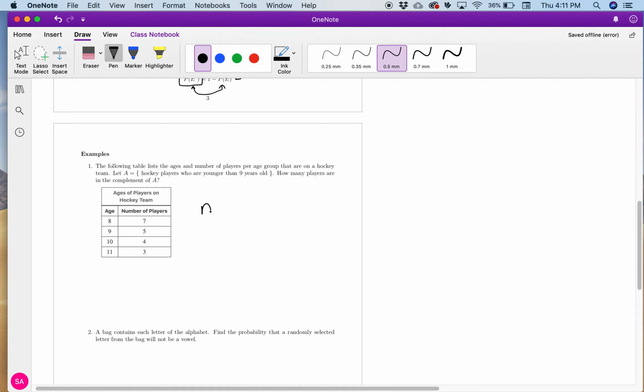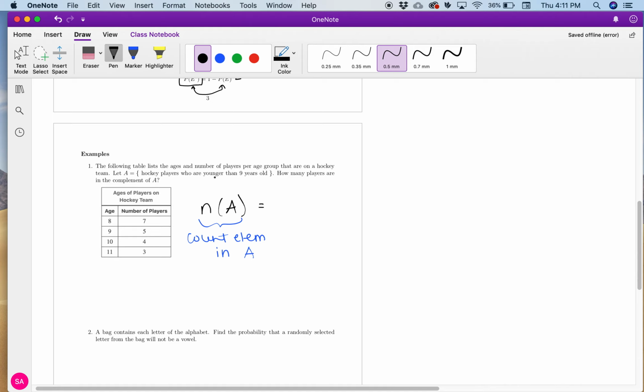So if you remember from set theory, we can use this notation n of A. And this kind of tells us to count the elements in A. And that's basically what we're doing. We're just counting the number of elements that live in this set. So how many elements live in A?